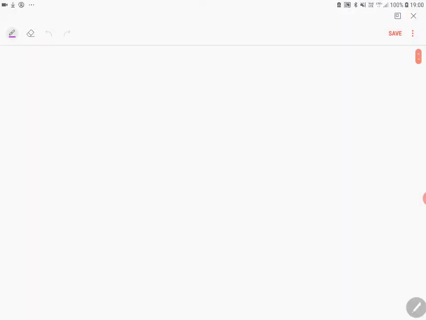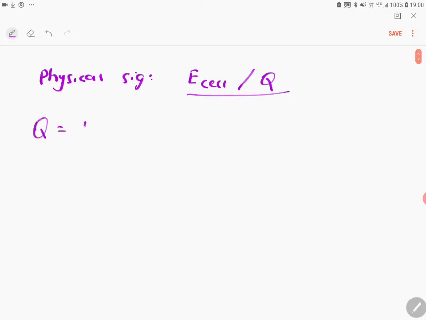Okay, now, this is the physical significance of the relationship between E cell and Q. So basically, what is Q? Q is called a reaction coefficient. It is called the equilibrium reaction coefficient.